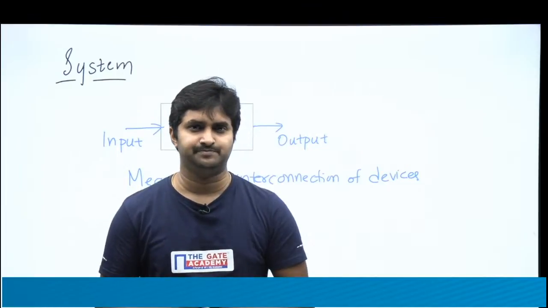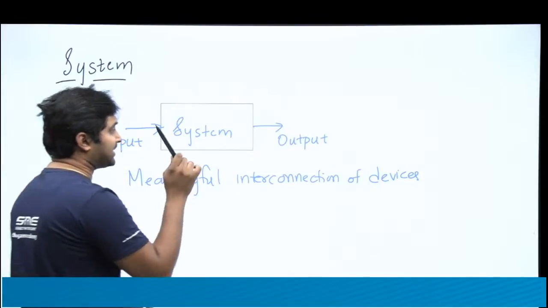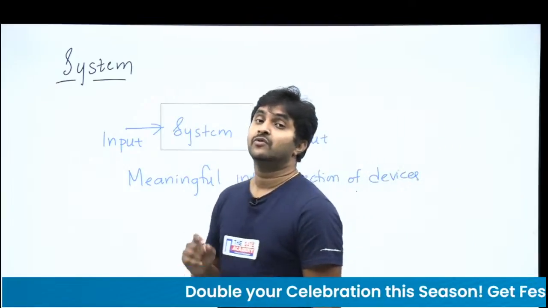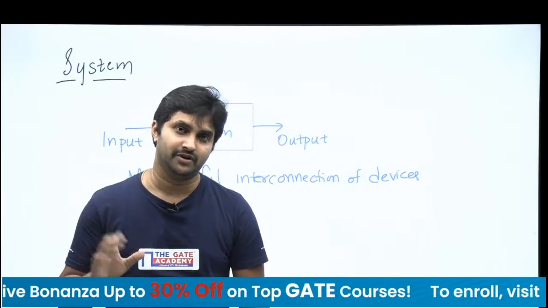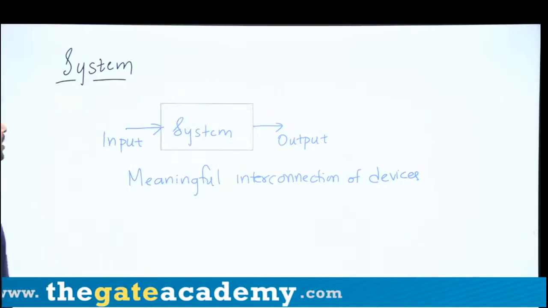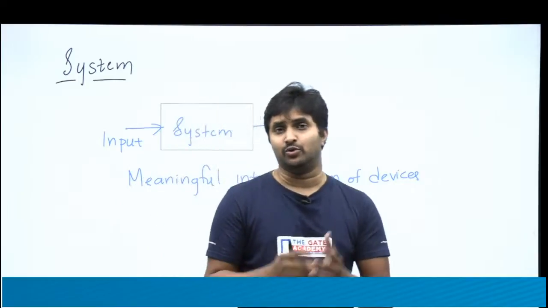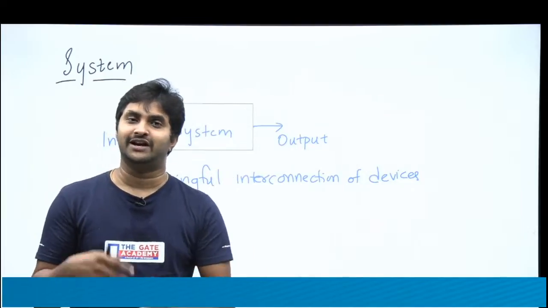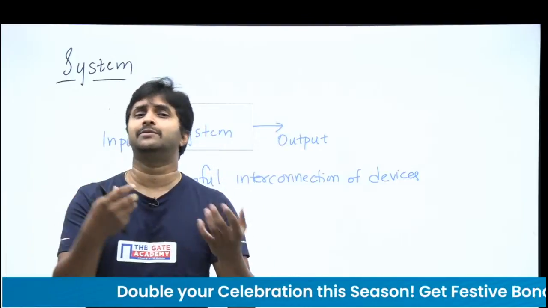Are you able to understand? Yes or no? Right? So a system is something which is a meaningful interconnection of devices. It gives you an output, which is nothing but a processed version of input. Now, when we have a system, I think Harsha has already told about control system. There is a communication system. There are different types of systems. I already told you the digestive system. These are all different types of systems having different purposes.